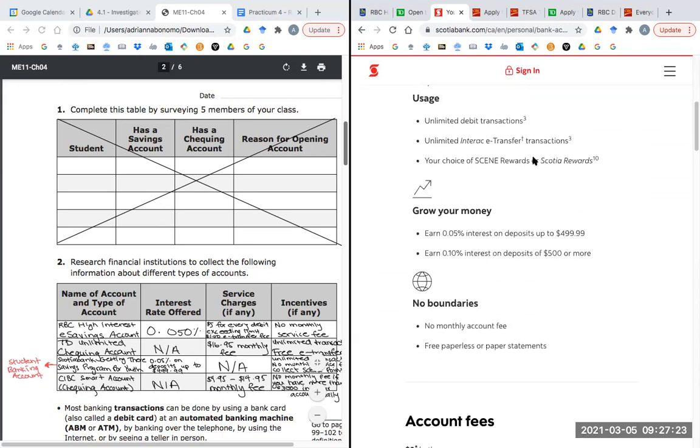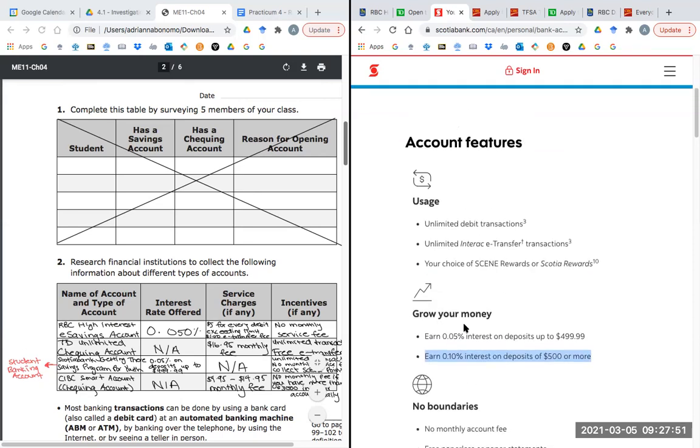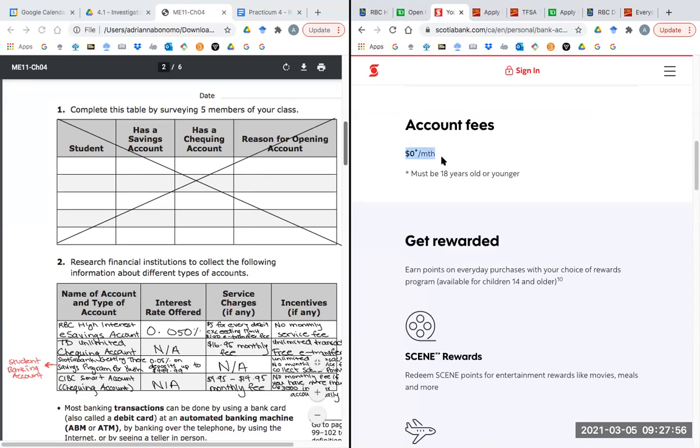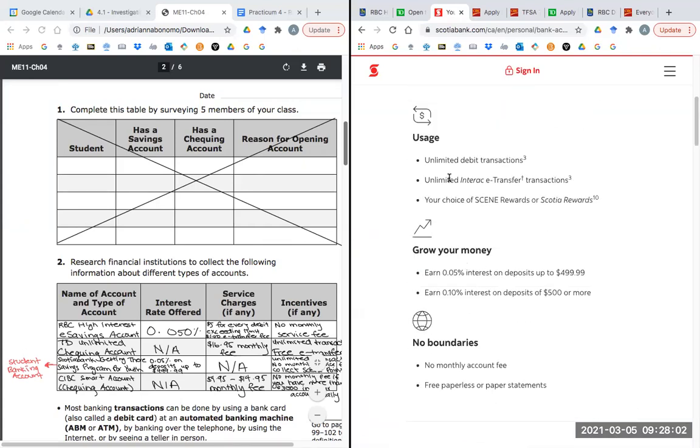So if we scroll here, right here, it says you can earn 0.05% interest on deposits up to $499.99. So that means if you put up to $499 into your bank account, you'll get 0.05% interest on that. So not even a penny on that. And then same here, you'll earn 0.1% interest on deposits of $500 or more. Service charges, there are none. As you can see, account fees here at $0 per month, with the caveat that you are 18 years or older for this account.